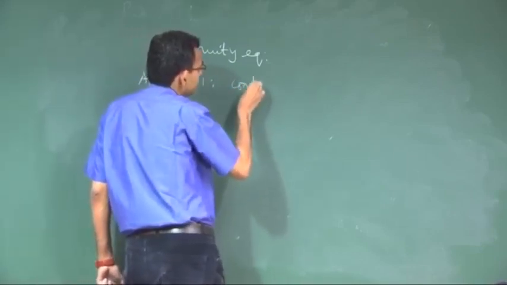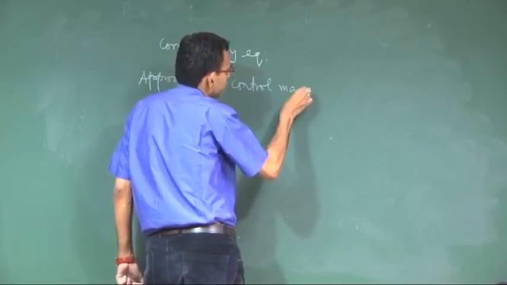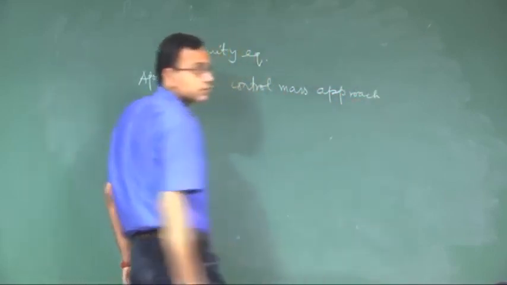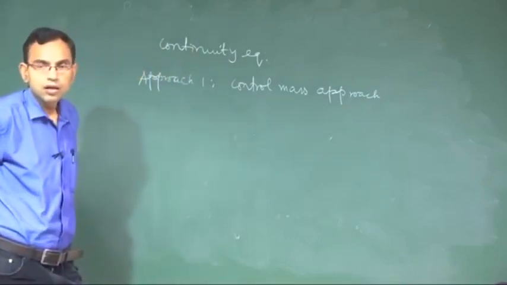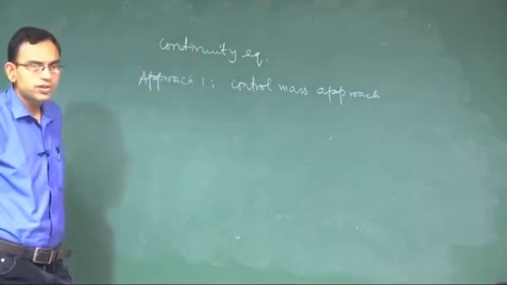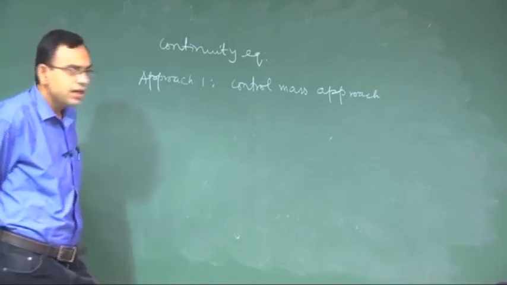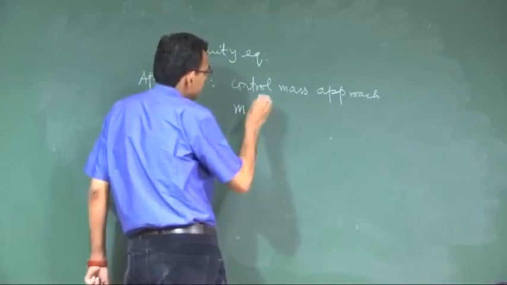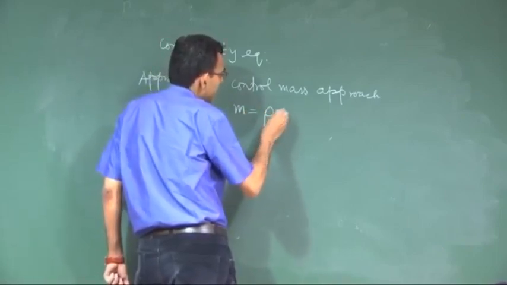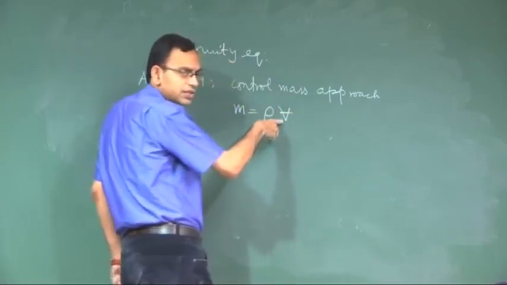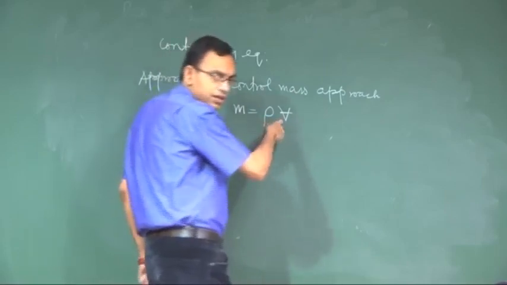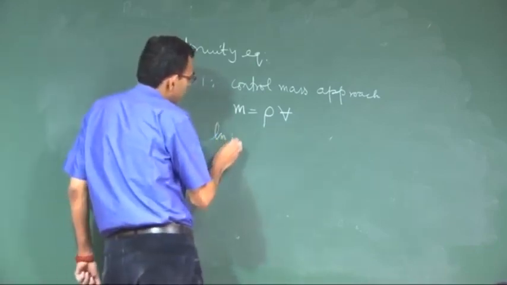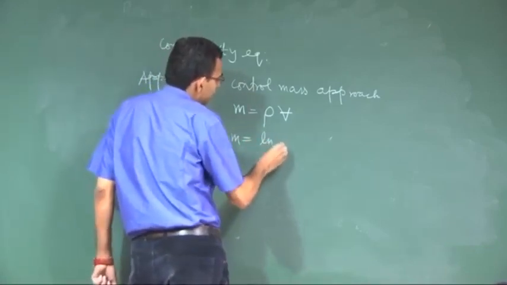Control mass approach. So in the control mass approach, essentially you are talking about a fixed mass, and that mass is the density times the volume. We write the volume in this way because the velocity is also V, just to distinguish the symbol. So you can take log of both sides and write this.